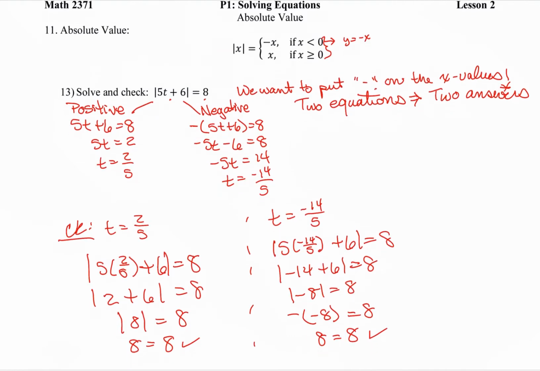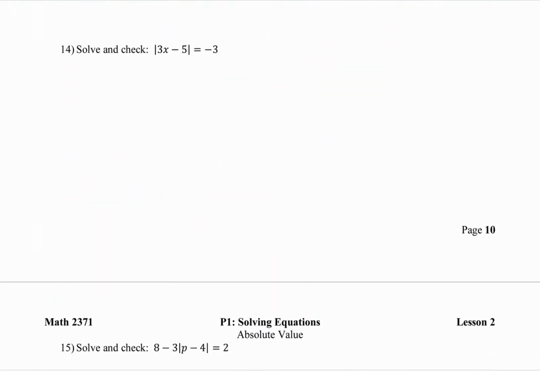Okay? So let's go on to the next question. Now, this one is really kind of interesting. What is the answer of an absolute value problem? It is always a positive number. So can I say that the absolute value is equal to a negative number? No. The absolute value of 3x minus 5 is always positive.